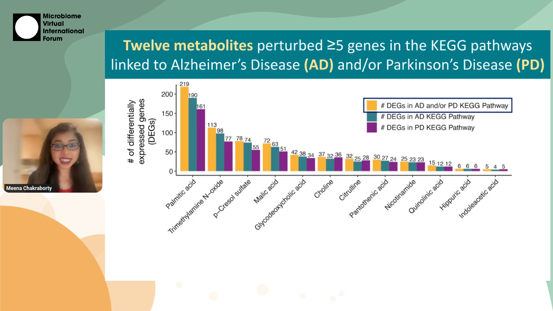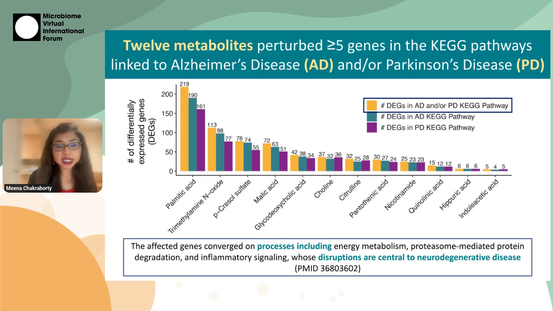On the x-axis are the 12 metabolites, and the y-axis shows the number of genes in these pathways that they perturb. Based on the yellow bars, you can see that each of these metabolites perturbed at least 5 genes in the KEGG pathways linked to Alzheimer's disease and/or Parkinson's disease. The affected genes converged on processes including energy metabolism, proteasome-mediated protein degradation, and inflammatory signaling, whose disruptions are central to neurodegenerative disease.